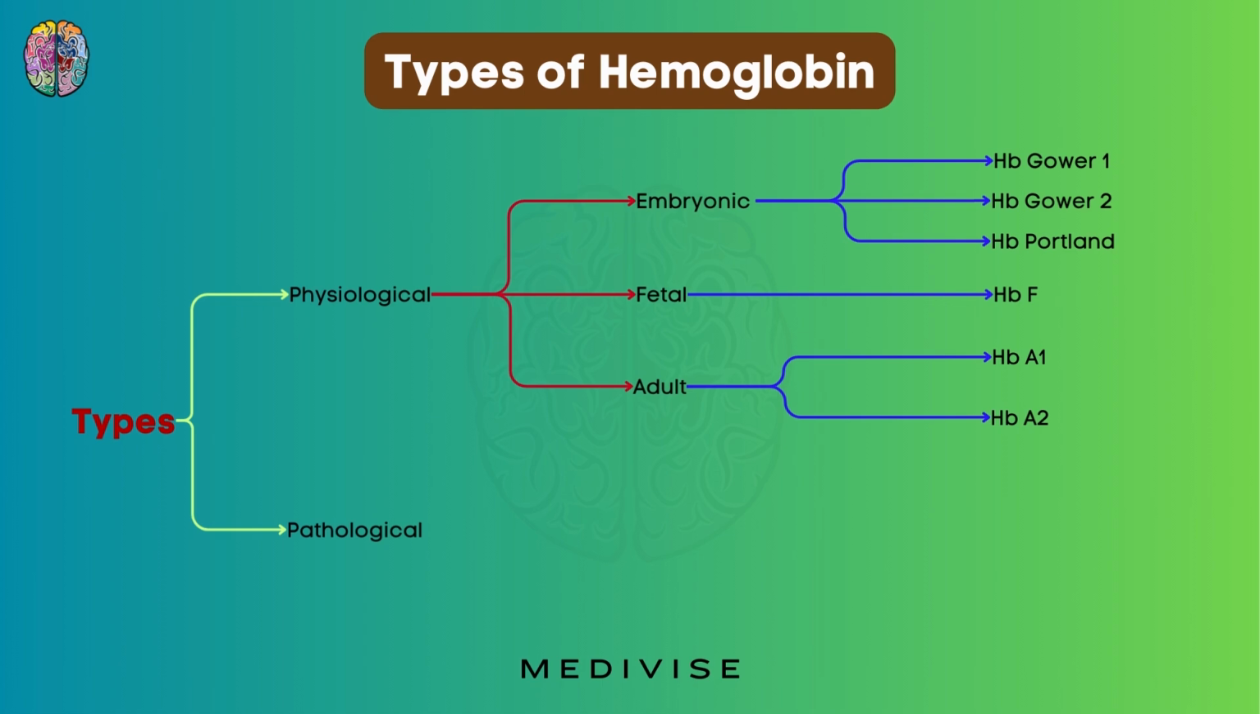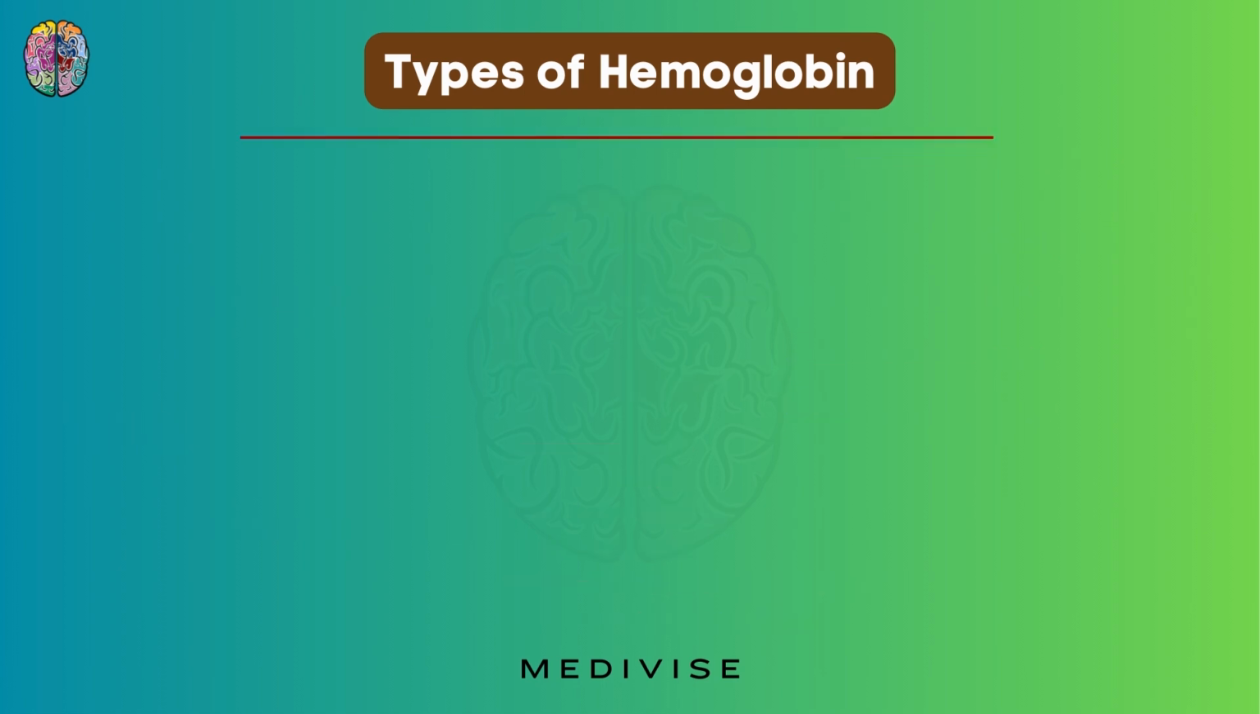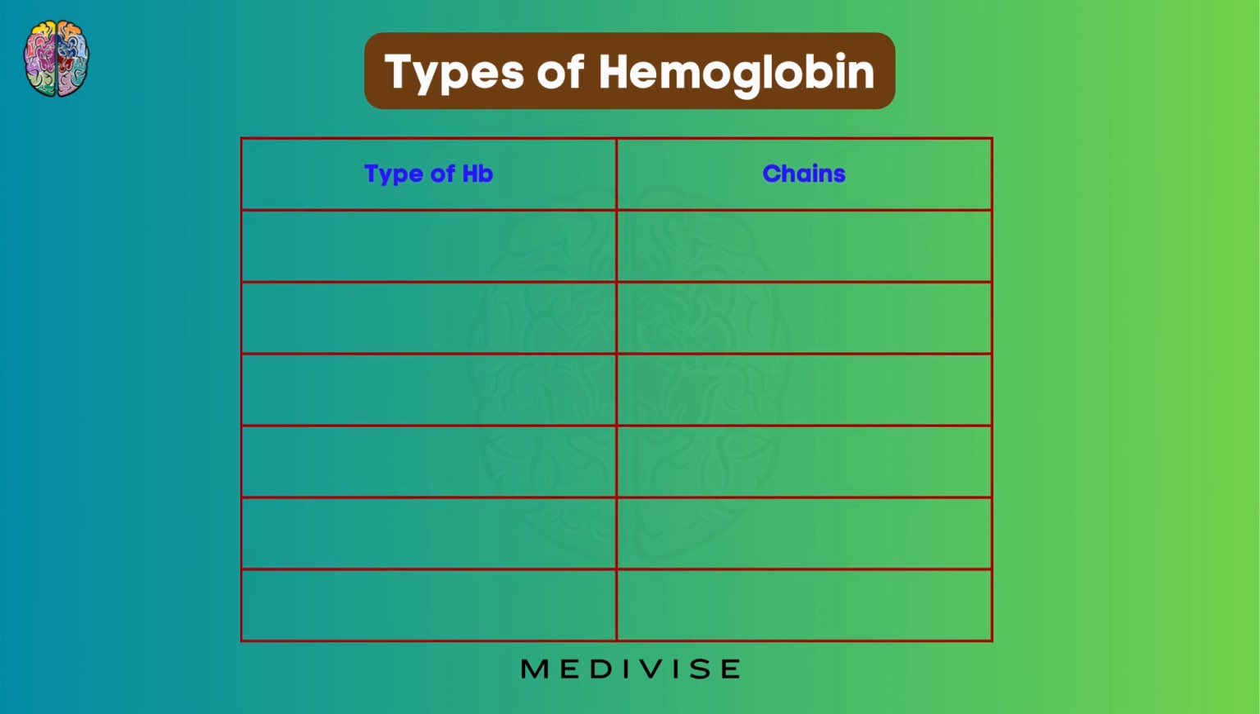Now, there are a lot of pathological types of hemoglobin. We have HbS, HbC, Bart's hemoglobin, HbH, carboxyhemoglobin, methemoglobin, and many more. But for now, we're mainly going to be seeing the physiological types of hemoglobin and HbS and HbC. I will be making a detailed video on every hemoglobinopathy, so make sure to check those out. But for now, let's just see the physiological types of hemoglobin and their chains.